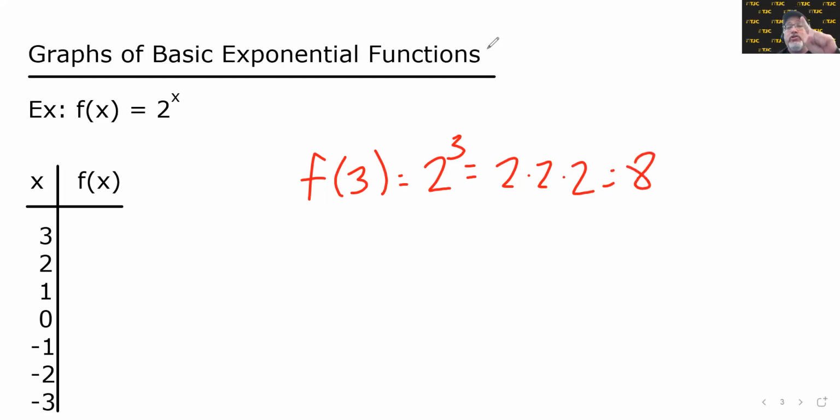Think about it. 2 times 2 is 4 times another 2. 4 times 2 is 8. So 3 is the input, 8 is the output. And this goes along pretty easily for a moment.